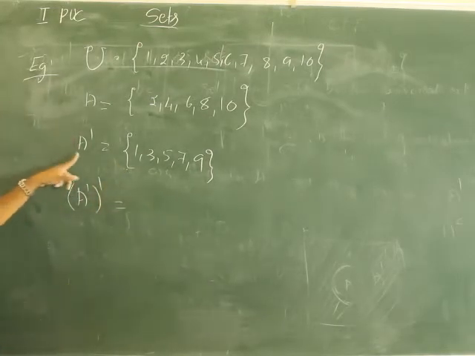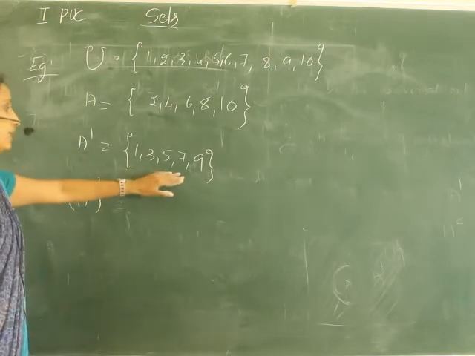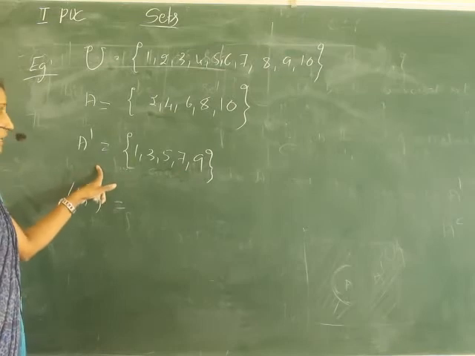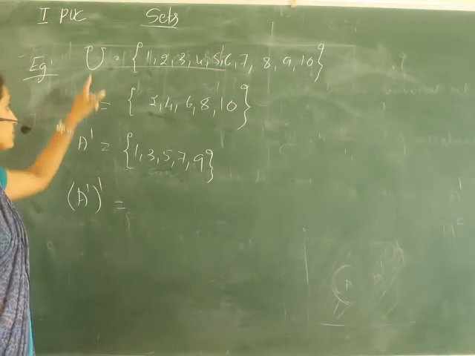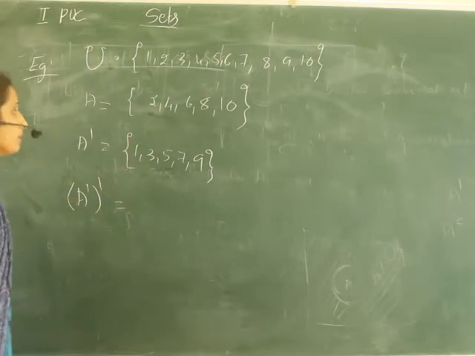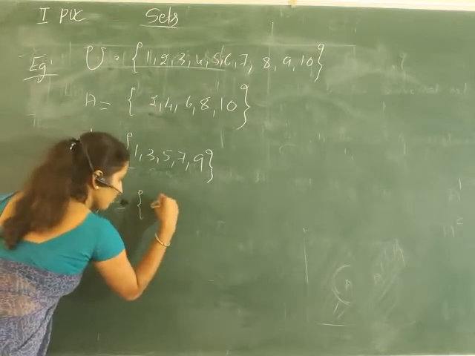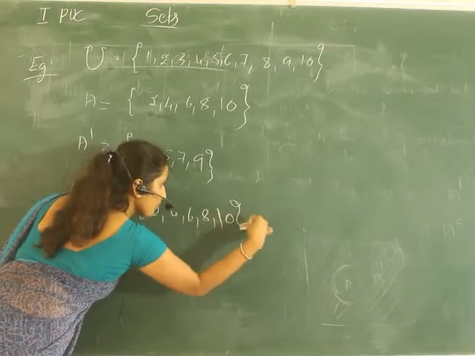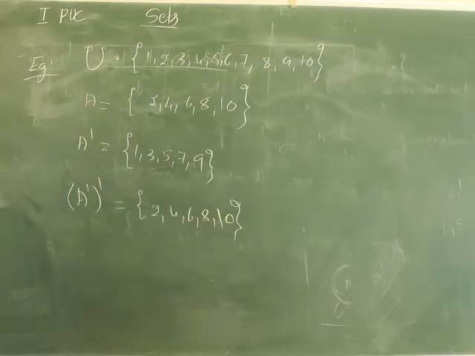I have calculated A complement. Now I am calculating the complement of this one, that means the elements which are present in U but not in A complement. Again the elements 2, 4, 6, 8 and 10. So this is A, this is A complement, this is A complement complement.